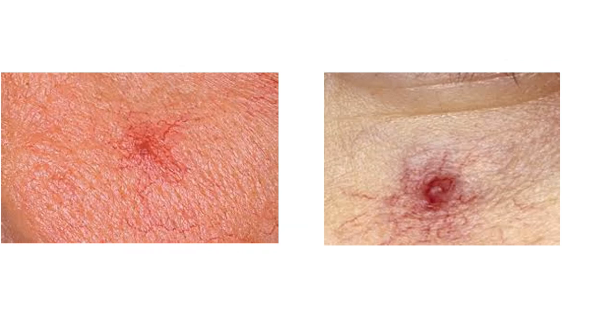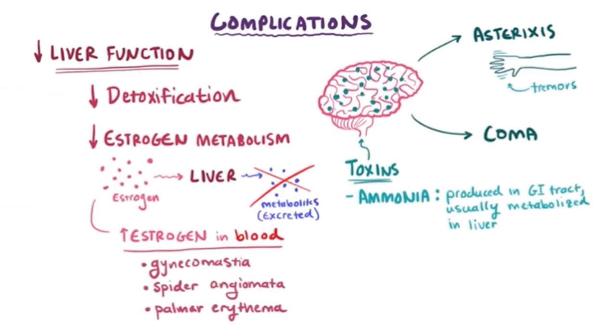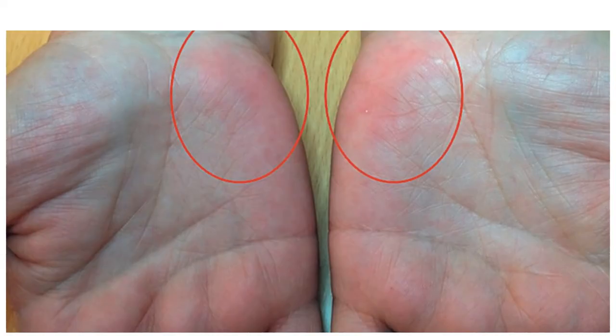These are the spider angiomas: central feeding arteries with spidery collaterals around. Then there is the palmar erythema. This is the palmar erythema in the picture.